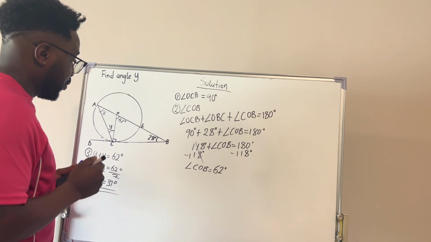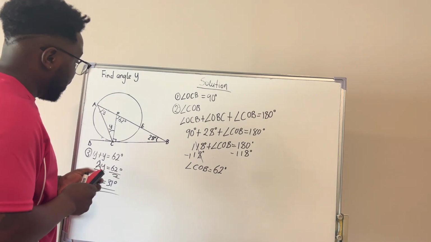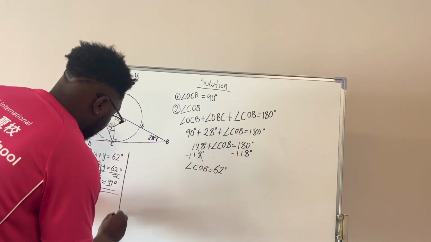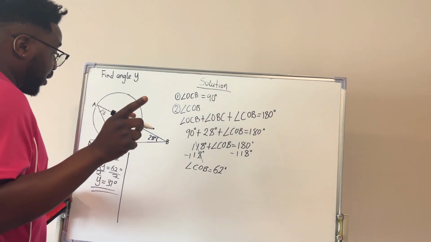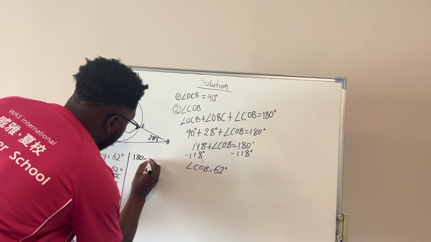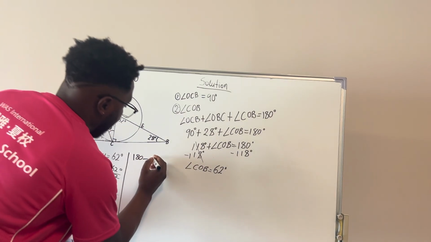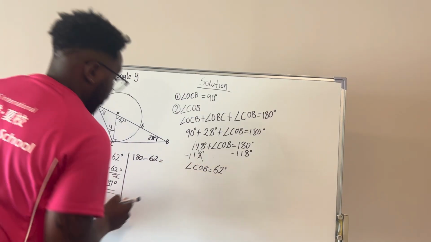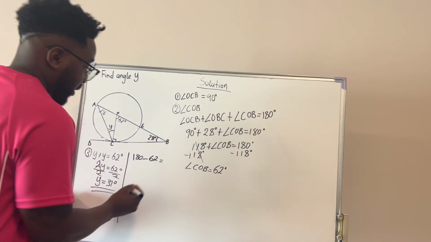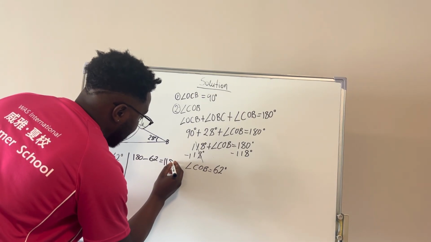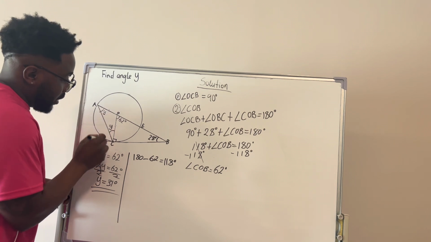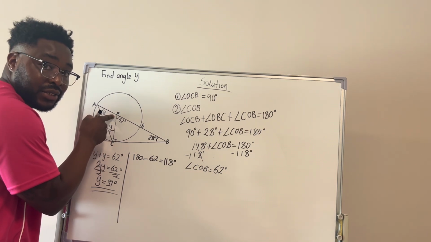And how can we do that? Remember, the second way: we can simply subtract 180 minus 62. If we do the subtraction over here, what will that give us? That will give us 118 degrees. So our angle AOC is 118 degrees, right?